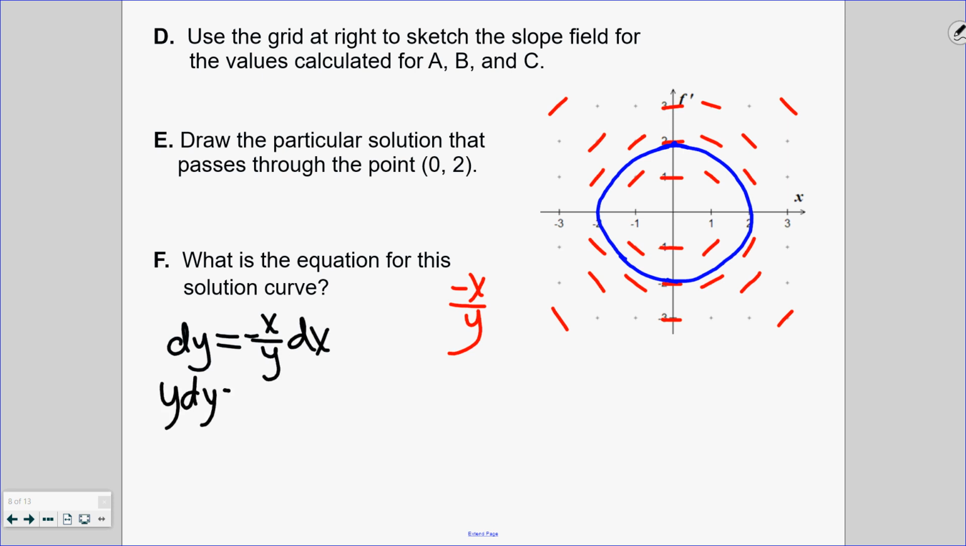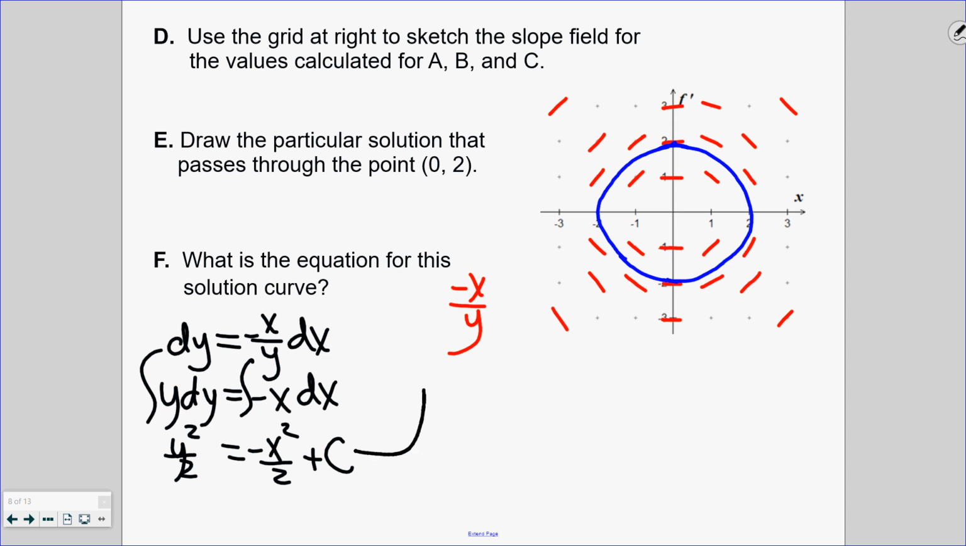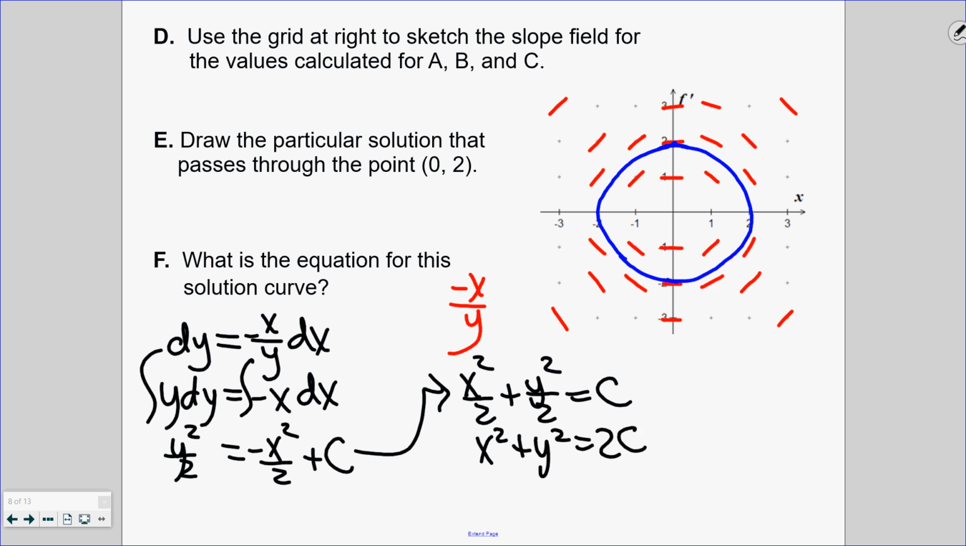So I have y dy equals minus x dx. Separating the variables, integrate both sides. So I get y squared over 2 equals minus x squared over 2 plus some constant. Well, let's look and see here. Sometimes we need to pay attention to realize, hey, this is actually an equation that I know. If I move the x squared over 2 over to the other side, equals a constant, multiply everything by 2, you can see that you get x squared plus y squared equals 2 times some constant.